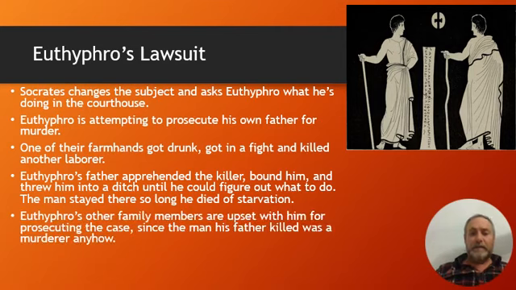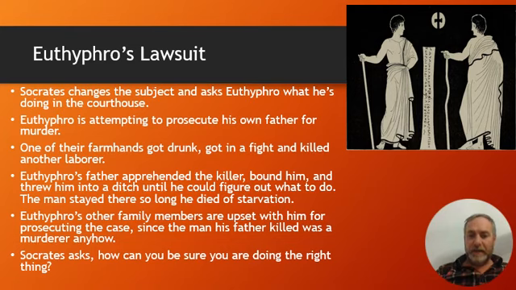So Euthyphro's mad at his dad for killing this guy who was already a murderer. But nonetheless, Euthyphro says it's not right, right? The man needed a trial or whatever. So Euthyphro's going to court to rat his dad out. Of course, Euthyphro's family members are upset, right? They say, "Hey, this guy the dad let starve was a murderer anyways."